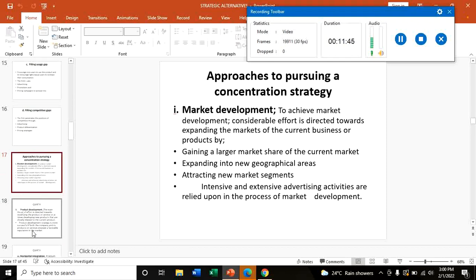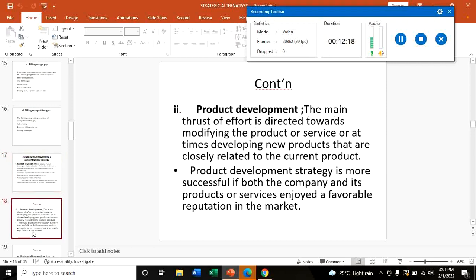When we choose to concentrate, there are what we call approaches to concentration strategy. You either do what we call market development. You come up with new markets. To achieve market development, effort is directed towards expanding the markets of the current business or products, either by gaining a larger market share of the current market, expanding into new geographical areas, or attracting new market segments. Furthermore, you can do intensive or extensive advertising activities in different areas, as you will see.